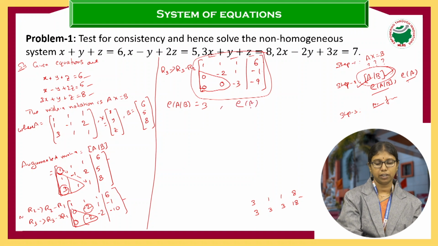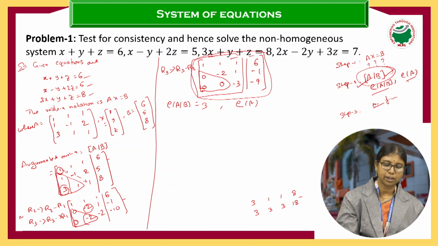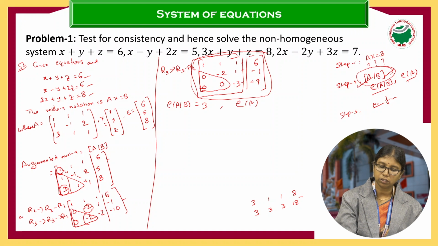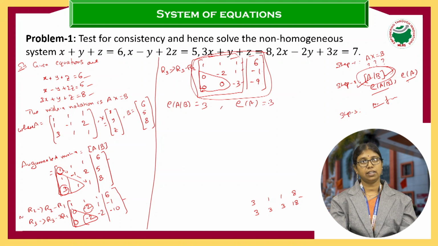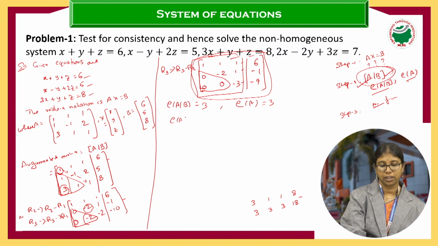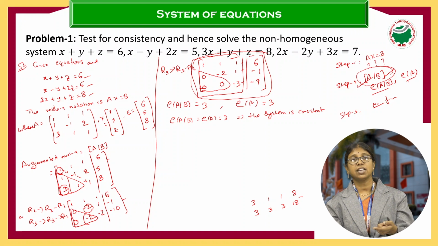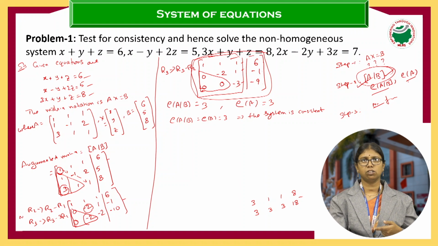Similarly, rank of A. Rank of A means you have to see only this A matrix. So in the A matrix also, how many non-zero rows do I have? 1, 2, 3. Rank of A is again equal to 3. Both the ranks are equal. Rank of A given B equal to rank of A equal to 3 means the system is consistent. So if it is consistent, then we can calculate the solution also.